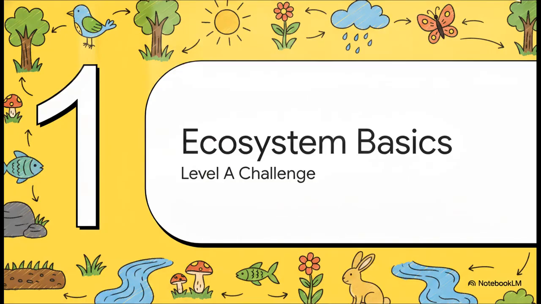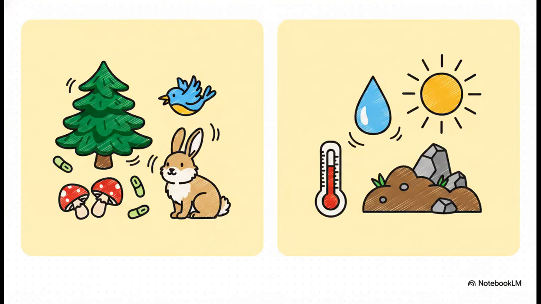All right, Section 1, Ecosystem Basics. This is our Level A challenge. To unlock Level A, we've got to establish the basic vocabulary of our environment. Basically, we can divide everything around us into two main buckets. In one bucket, we've got biotic factors. Bio literally means life, right? So these are all the living things in an ecosystem: plants, animals, fungi, even microscopic bacteria.